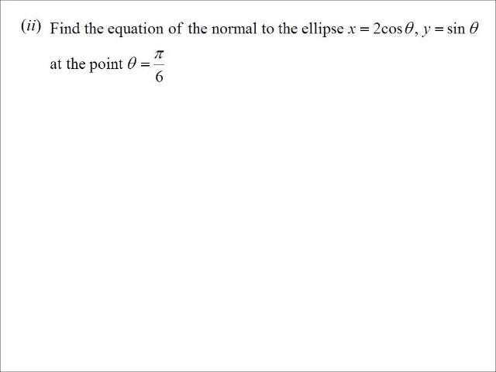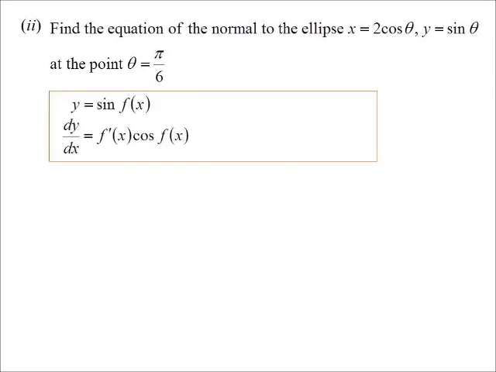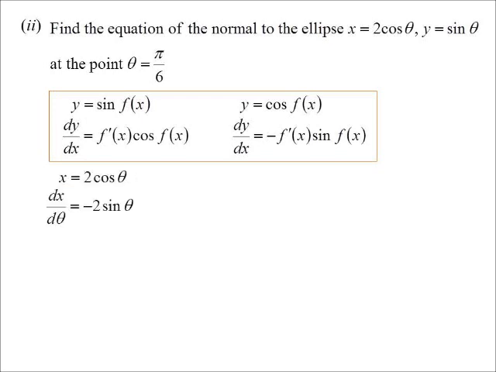Find the equation of the normal. Now it's in parametric form. And again, I'm going to derive it from scratch. We're going to have to differentiate some trig, so remember, we've just done that. Differentiate sine, we get cosine. The other thing we're going to differentiate, of course, is cosine. That goes to minus sine. So remember that. So x is 2 cos theta, dx d theta is minus 2 sine theta. y is sine theta, dy d theta is cos theta.